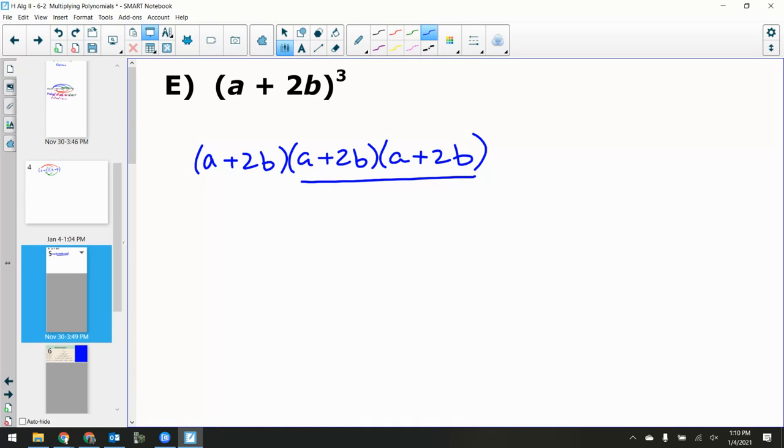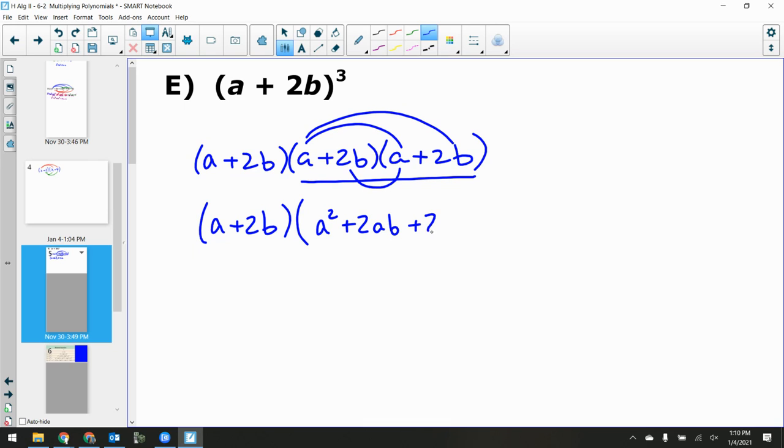Now I can change the order and it's not going to change the outcome, right? That's the commutative property of multiplication. I can change the order and it will not change the outcome. So I'm going to take, I'll just bring down this a plus 2b. A times a, a times 2b, 2b times a, 2b times 2b.